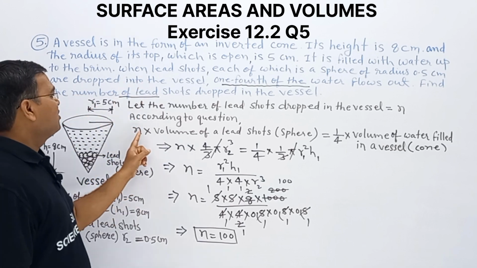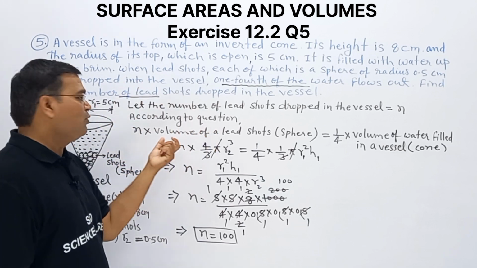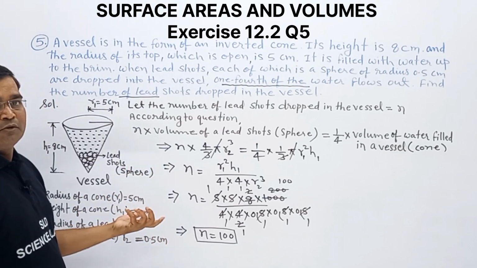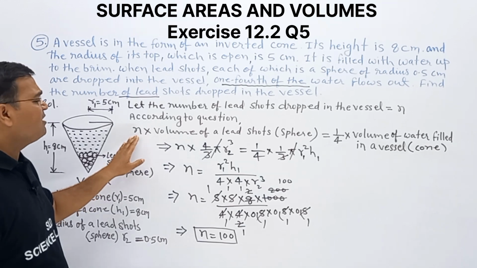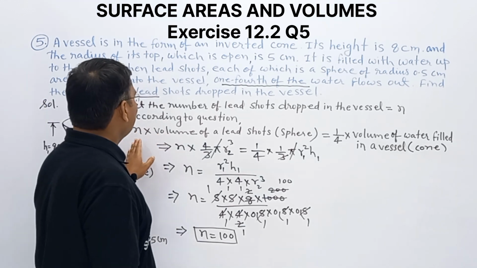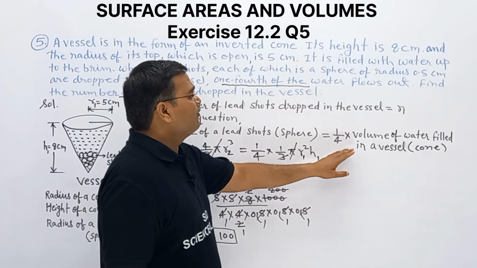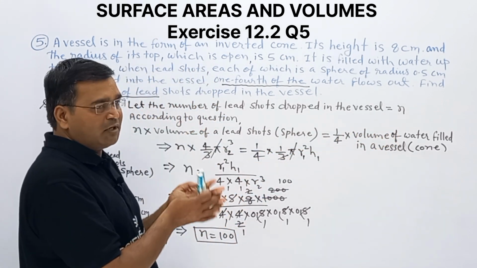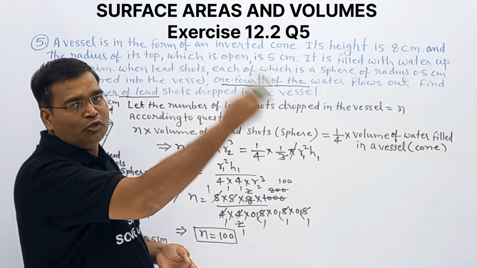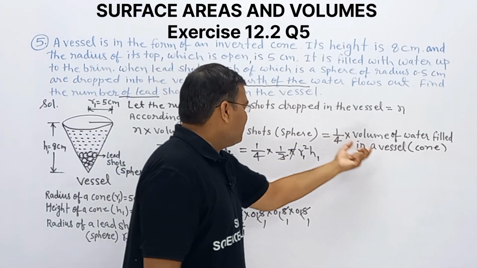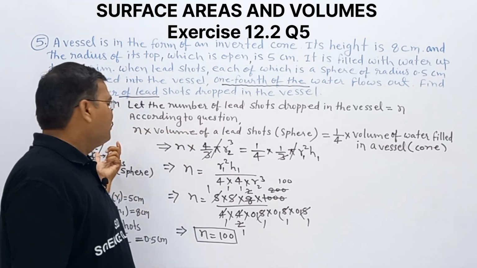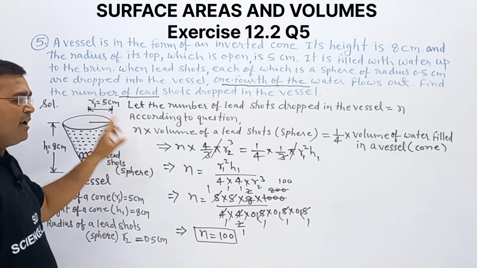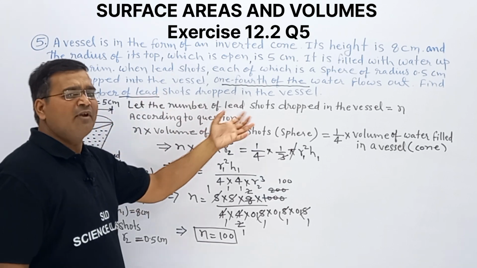As per this question, we write n times the volume of a lead source. We do not know the number of lead sources, so we assumed n lead sources, and this is what we require. So n times the volume of a lead source equals 1/4 of the volume of water filled in the vessel. Whatever volume of water we have, 1/4 flows out. So this is equal to the total volume of the lead sources, that is, n times the volume of one lead source.